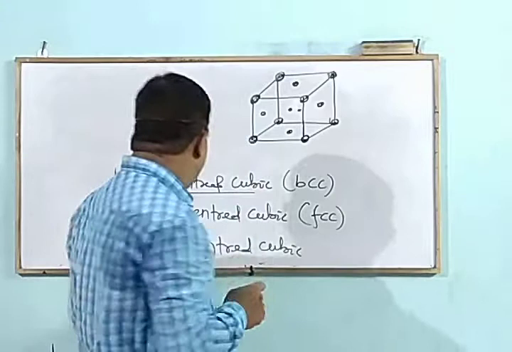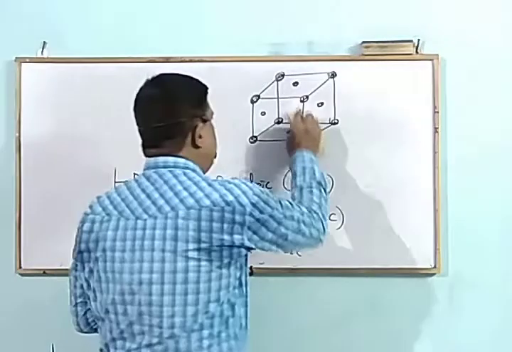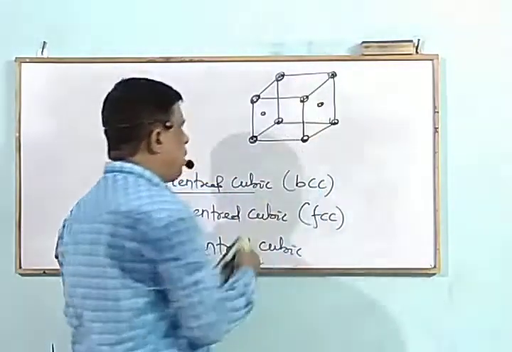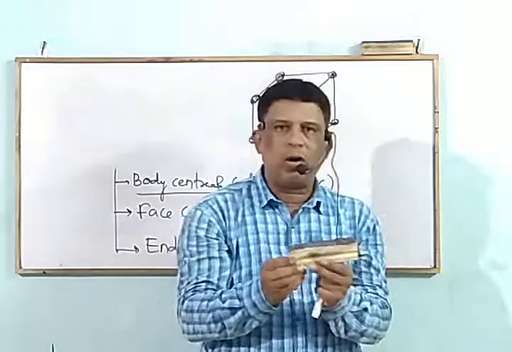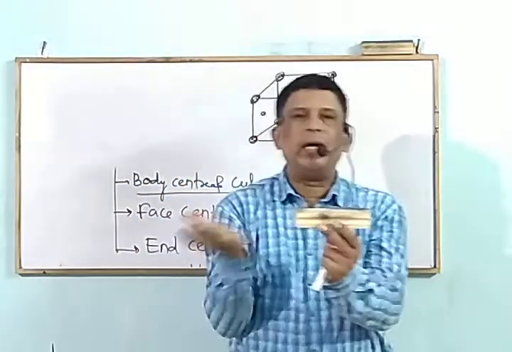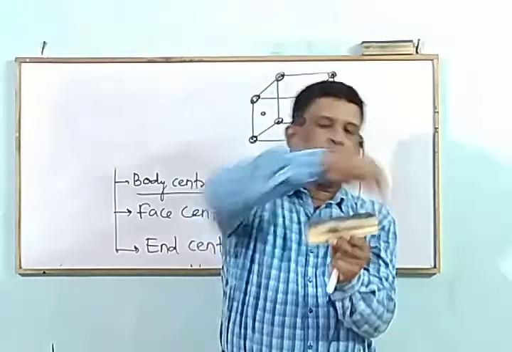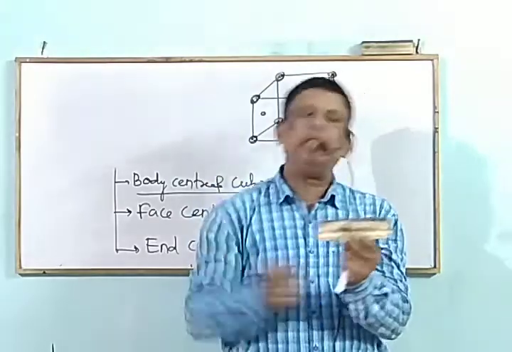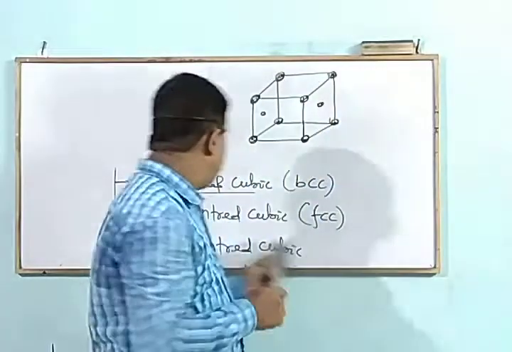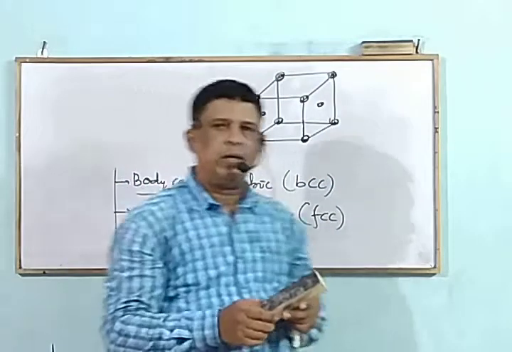Last one is end centered cubic. That means in addition to the 8 corners, if we mark that in one plane, 2 faces are there, and 2 atoms are there at the 2 opposite faces in one axis, then it is known as end centered cubic.